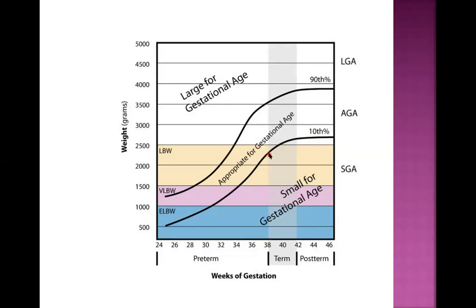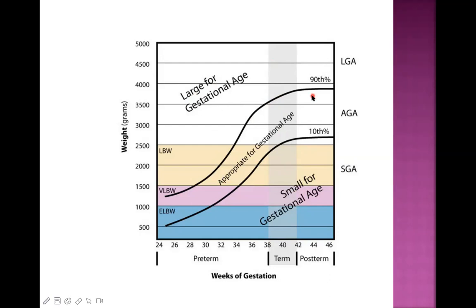Now, where does that weight lie in the graph? Does it fall in between these lines? Does it fall below this lower line? Or does it fall above the upper line? Accordingly, I will classify into three types. Small for gestational age, if it falls below this lower line, that is the 10th percentile. If it falls in between these two lines, we call it appropriate for gestational age, AGA. And very few babies may fall even higher than the upper line. They are large for gestational age.